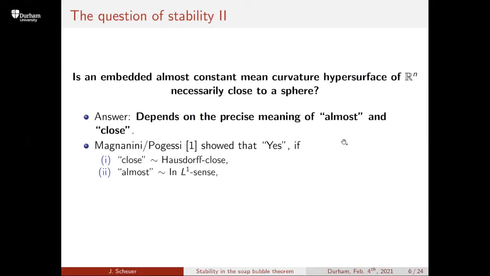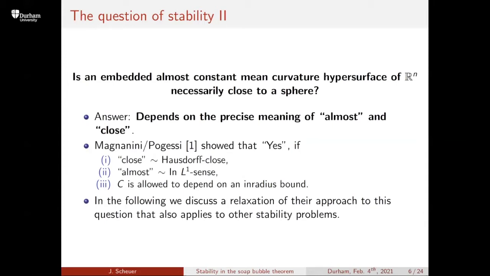Okay. And then we had this constant C, which appeared in the estimate, where we had on the right-hand side C times epsilon. What you have to do here is allow C to depend on an in-radius bound. So you have to basically put a global curvature bound on your surface, because otherwise you can have phenomena which I will also explain later on. So these are the assumptions that Magnanini and Poggesi make in their approach. And then they conclude that the distance of the surface to a sphere must be small, or at least controlled in terms of this L1 closeness.